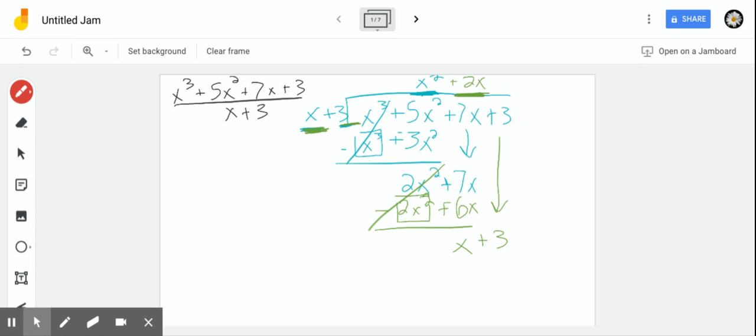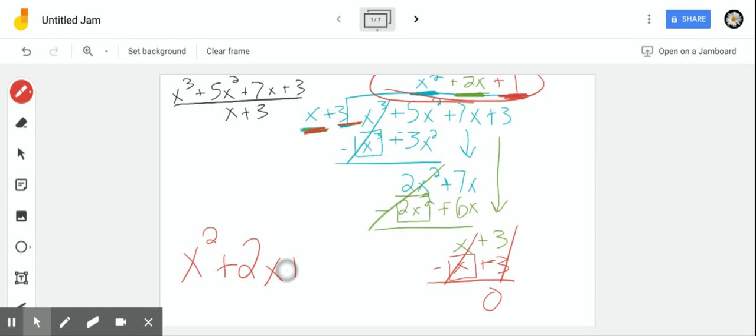All right, let me change colors one last time. Our next goal is to get an x so that when we subtract, the x goes away. So I'm thinking, what times x will give me x? Well, clearly I need a positive 1. So 1 times x is x, and 1 times 3 is 3. Draw the line and change the signs. And then x and negative x cancel, 3 and negative 3 cancel. We have a remainder of 0. So this appears to be our answer. Let me rewrite it down here. x squared plus 2x plus 1 is the answer to that division problem.